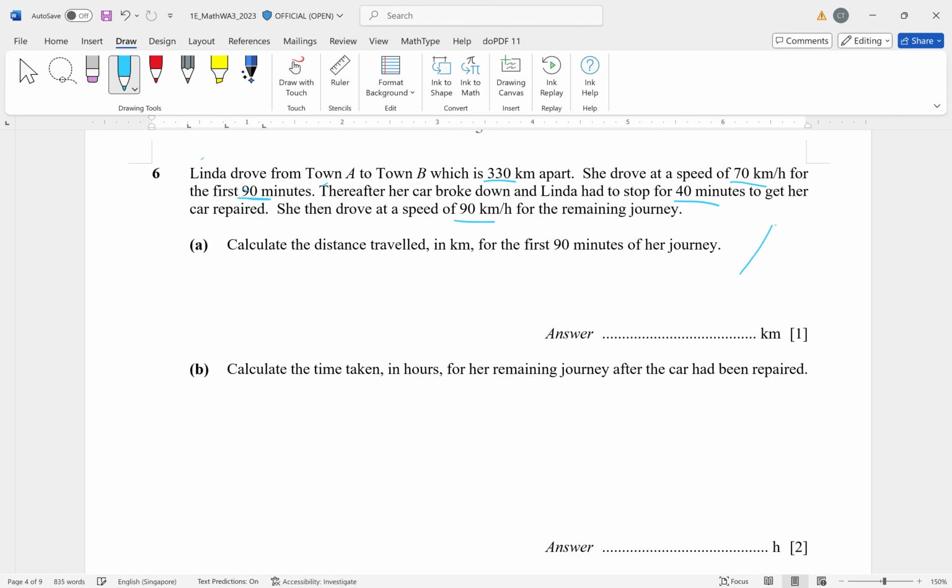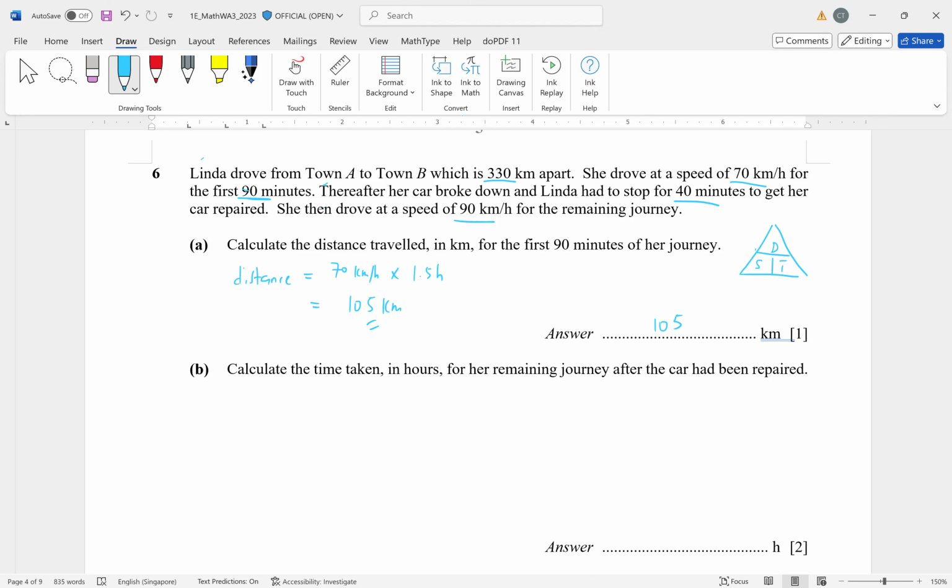If you recall the triangle, you have speed equals distance over time, right? So now she wants to find distance. So distance will be speed times time. The speed is 70 kilometer per hour. The time is 90 minutes. But now the speed is kilometer per hour, so I need to convert 90 minutes to hours. 90 minutes is actually 1 hour 30 minutes, so 1.5 hours. This will give us an answer of 105 kilometers.